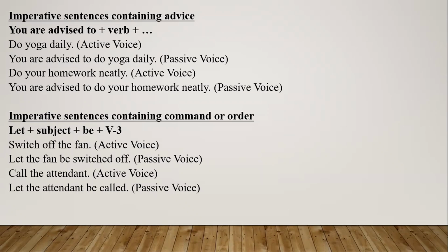Number three, imperative sentences containing command or order, right? In that sentence, we have a structure. We use let, then subject, then be, and then the third form. "Switch off the fan." The passive is "Let the fan be switched off." Number two, "Call the attendant." The passive would be "Let the attendant be called."